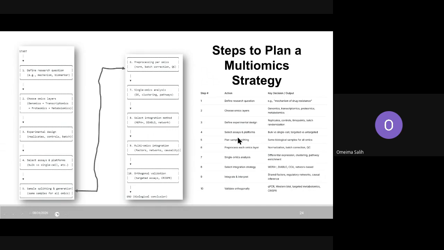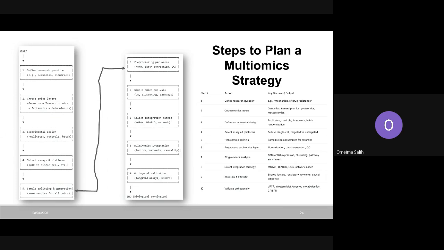So you select assays and platforms. For example, do you want to use bulk, single cell, or spatial, for example, targeted versus untargeted locations within the tissues? And then you plan your sample splitting. For example, as I showed before in the cancer cells study, they are using vertical data and horizontal data collection. So what approach are you using? This will help you to define what sample you need to collect and how you split them.